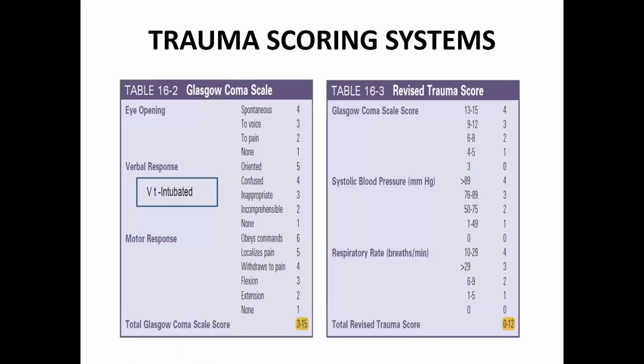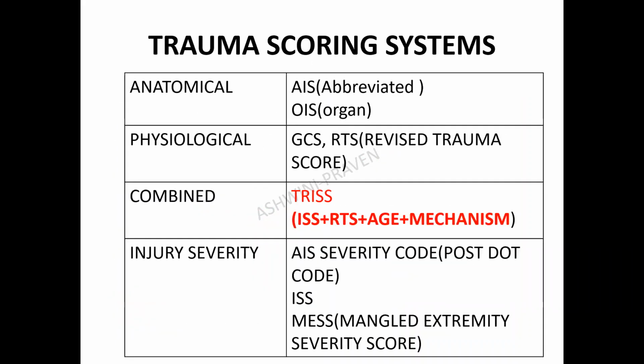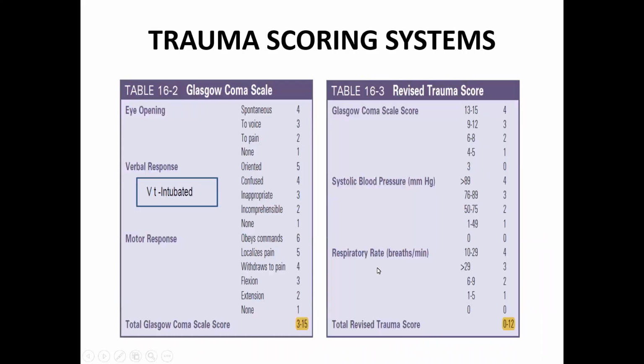Next slide. Trauma scoring systems. Here come the physiological ones. There are two scores, GCS as well as Revised Trauma Score. GCS, we all know, deals with head injury. The ranges you have to remember, that is why I have highlighted them. GCS score ranges from 3 to 15, whereas Revised Trauma Score ranges from 0 to 12.